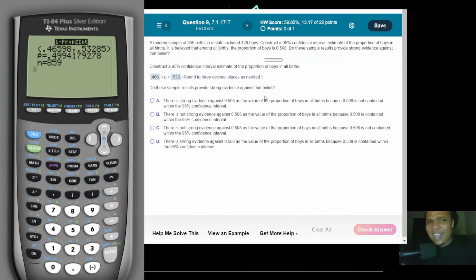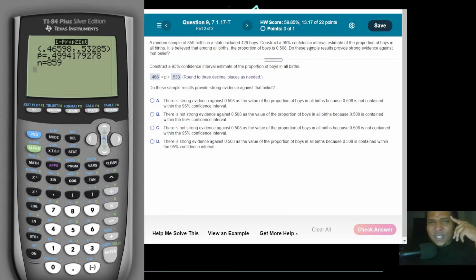Do these sample results provide strong evidence against that belief? Now here's the thing, I'm more of a mathematics guy. When it comes to the linguistics and making sense of it, I'm not going to lie, I have a little weakness. All of it looks the same to me from time to time, and it's kind of a drag. But take your time with it. Who knows? I might get this one wrong. What's the chances of me getting it wrong? Let's see. Do these sample results provide strong evidence against that belief? What's the belief?